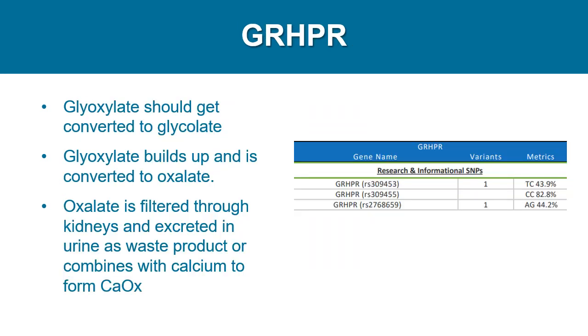Okay, the first one is GRHPR, glyoxylate hydroxypyruvate reductase, and we're going to call it GRHPR. This enzyme converts glyoxylate to glycolate, and glycolate is easily eliminated from the body. But when we have polymorphisms of the SNP, the conversion does not occur properly, and glyoxylate builds up and gets converted or broken down into oxalic acid, and then we form these oxalic acid precipitates. So glyoxylate should get converted to glycolate, and glycolate can easily be used or excreted. But when that doesn't happen, we get the shift to oxalic acid.